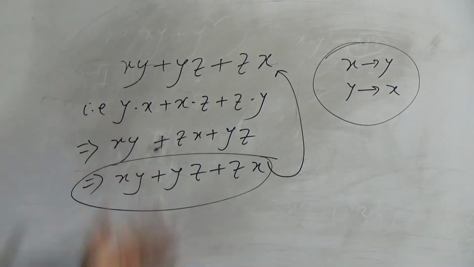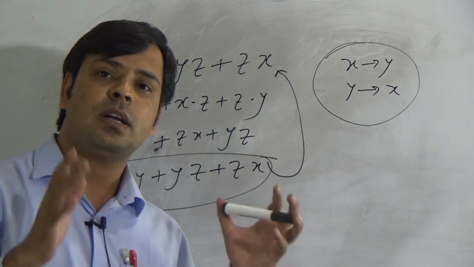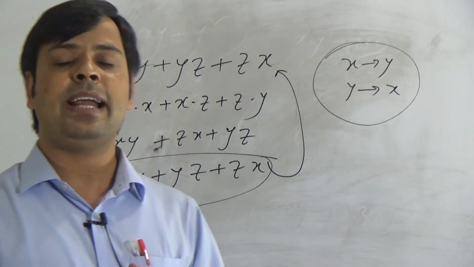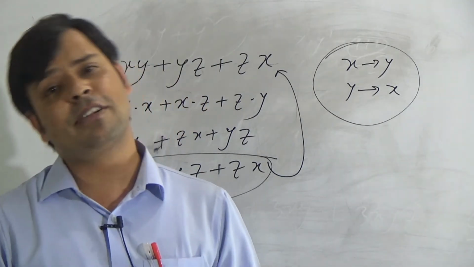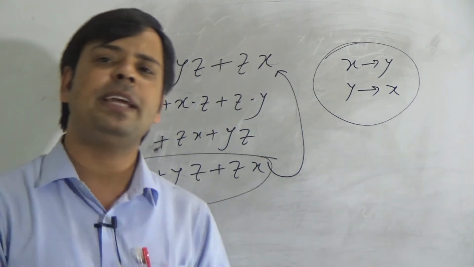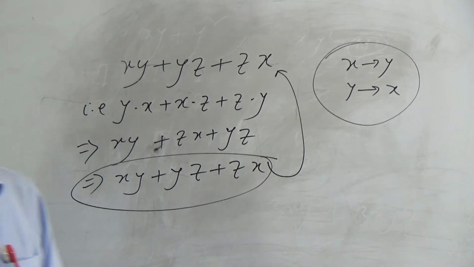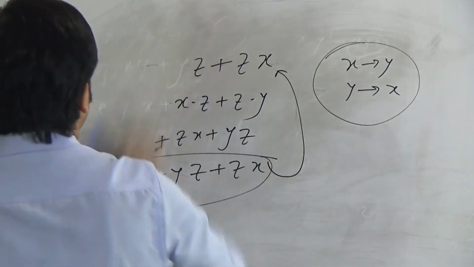Dear students, so we can say if any two variables of an algebraic expression are interchanged and the obtained expression remains the same, then the expression is said to be a symmetric expression. So this is an example of symmetric expression. Now I will show you cyclic expression.